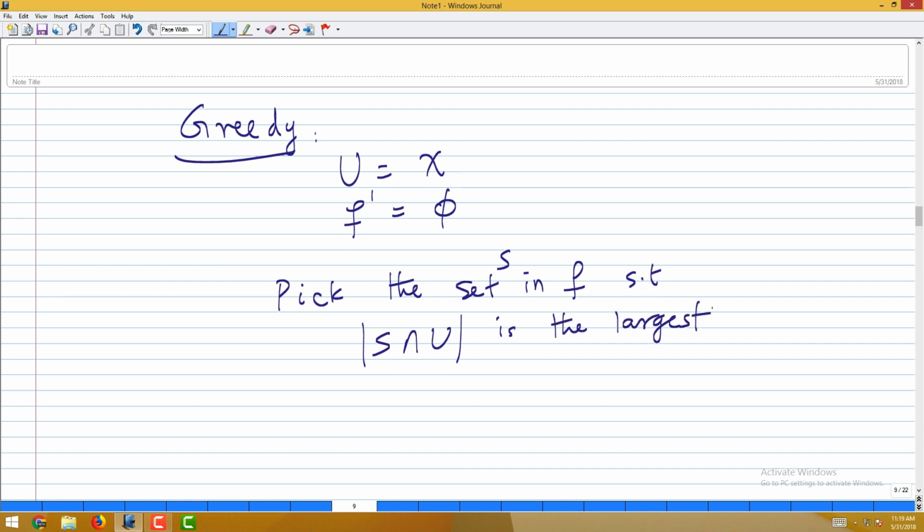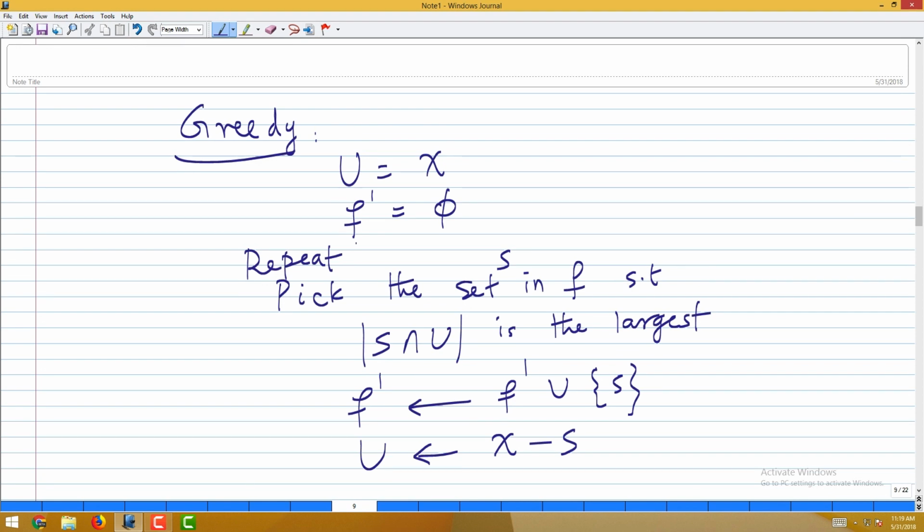And once I pick that S, I add it to my solution, and what else do I have to do? U would be whatever it was minus S, because S is the set I picked, and then repeat. Repeat until U is empty. Okay, so that is a greedy algorithm.